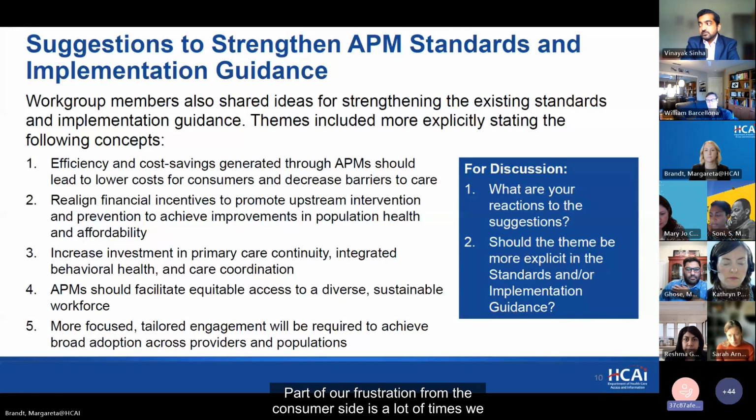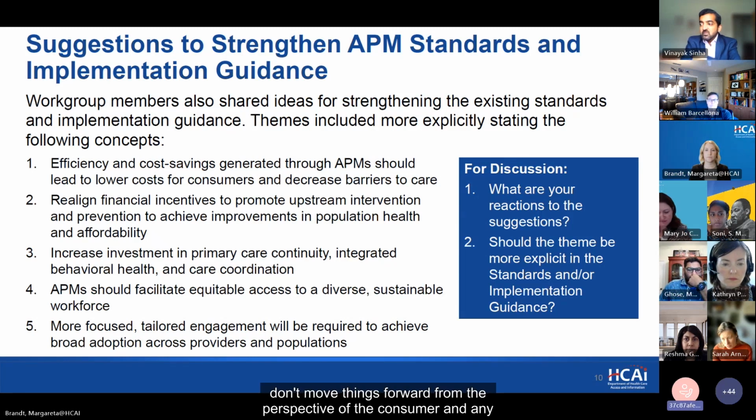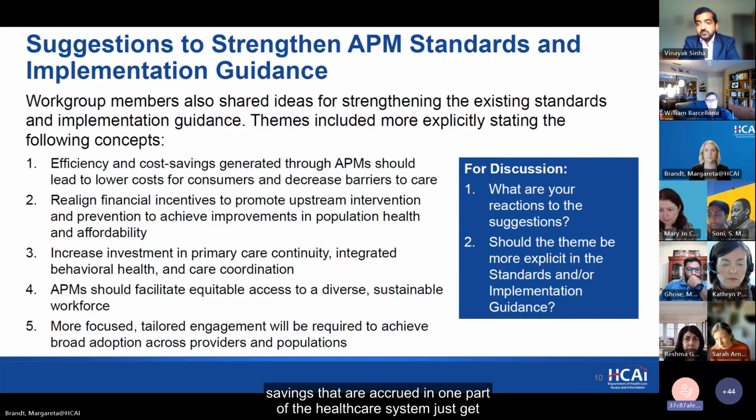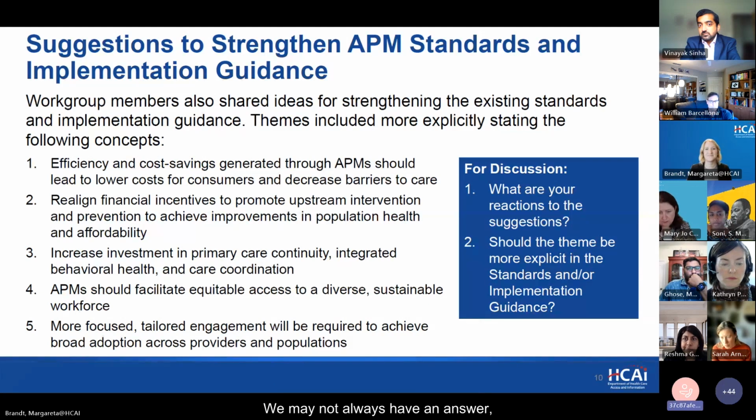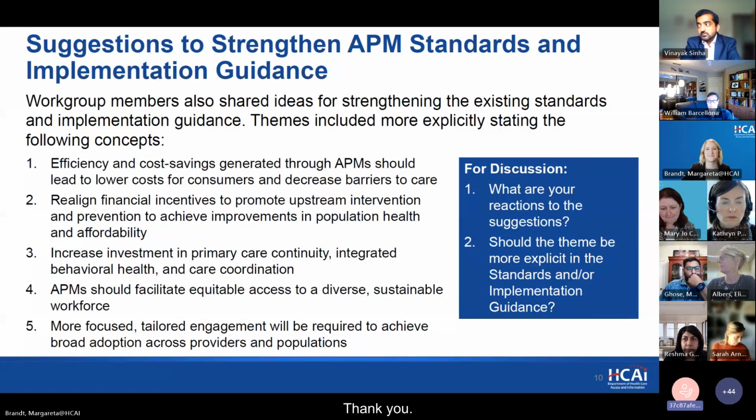Part of our frustration from the consumer side is that a lot of times we see efforts at delivery system change that don't move things forward from the perspective of the consumer. Any savings that accrue in one part of the healthcare system just get eaten up in this big, complicated industry that so many of you spend your careers working in, and consumers don't see the benefit. So I promise you Health Access will keep asking that question. We may not always have an answer, but we will keep asking, and we appreciate others asking as well. Thank you.